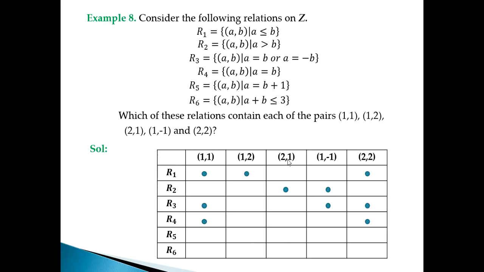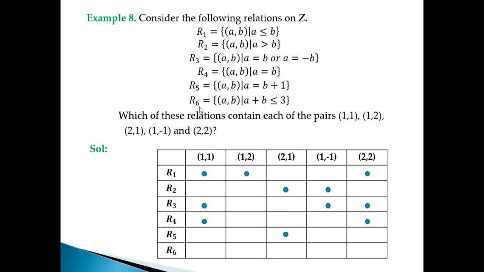Next, (2,1): 2 is equal to 1 plus 1, yes, so (2,1) is an element in R5. For (1,-1): 1 is equal to -1 plus 1, which is 0, so 1 is not equal to 0, not. (2,3): 2 equal to 3, no. So only one ordered pair element is in R5.